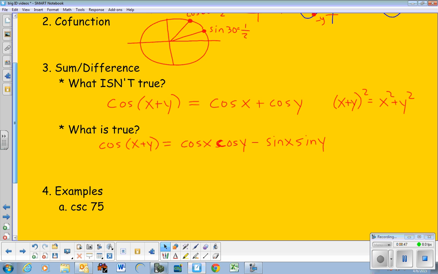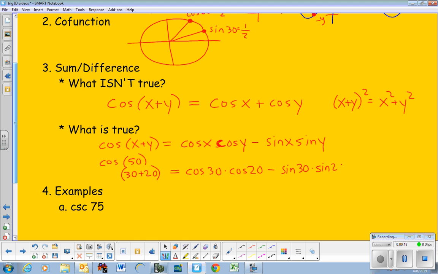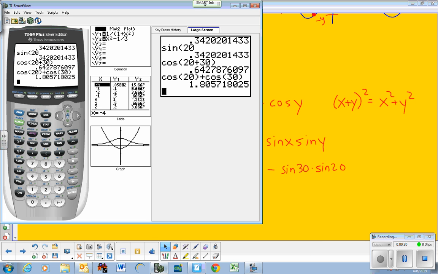If that's the case, then we should be able to use that to figure out what the cosine of 50 is. Cosine of 50, which I'm thinking of as 30 plus 20. Just to confirm, obviously you would just type cosine 50 if you needed to know what the cosine of 30 plus 20 was, but with variables we're going to confirm using this example. So the cosine of 30 plus 20 should be the cosine of 30 times the cosine of 20 minus sine 30 times sine 20. And we should be able to get that answer, that cosine of 50, using this identity.